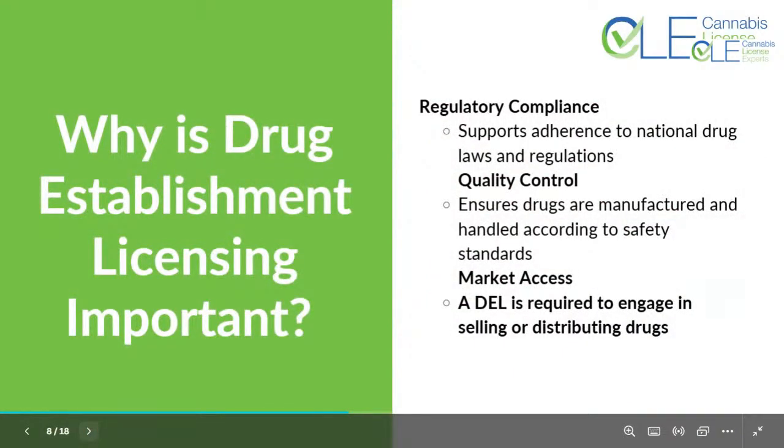So why is it important? Like everything else we do, it's all about quality. So you want to support adherence to your national drug laws and regulations pertaining to quality control. It ensures that drugs are manufactured and handled according to safety standards, and it provides increased market access, which is probably one of the largest ones that we are all seeking. So a DEL is required to engage in selling or distributing drugs, particularly internationally.